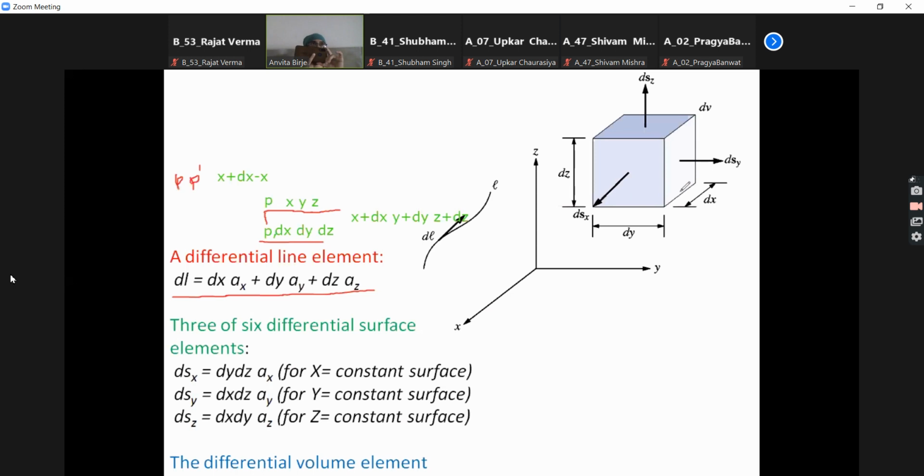Am I clear? Am I clear, students? So there are 6 surfaces here, right? So हर एक surface को क्या बोलते हैं? Differential surface. Okay, so there will be 6 differential surfaces. एक होगा top, दूसरा रहेगा bottom. Okay, top and bottom.